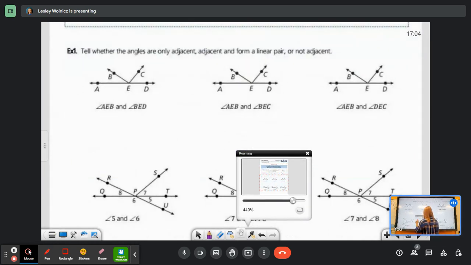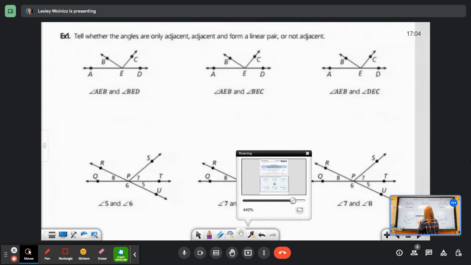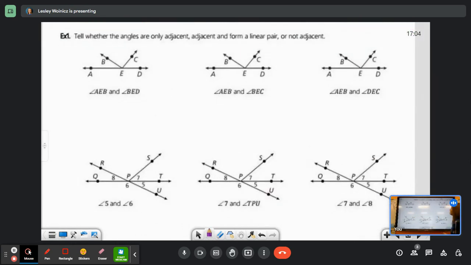So we are going to decide whether these next angles are adjacent and a linear pair, or not adjacent. Angle AEB and angle BED. They have a common vertex and they share ray BE. These are both adjacent and a linear pair.